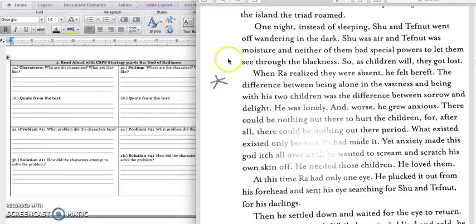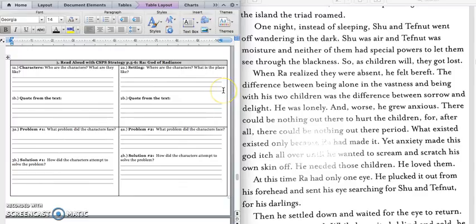All right, it tells us in the same paragraph that they were wandering around in the dark at night. So in box 2A, we would write, Shu and Tefnut were wandering around in the darkness away from home. Press pause to write down your answer and play when you're ready for the quote.